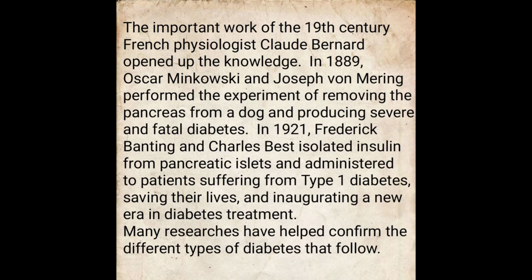In 1921, Frederick Banting and Charles Best isolated insulin from pancreatic islets and administered it to patients suffering from diabetes type 1, saving their lives and inaugurating a new era in diabetes treatment. Many researchers have helped confirm the different types of diabetes that follow.